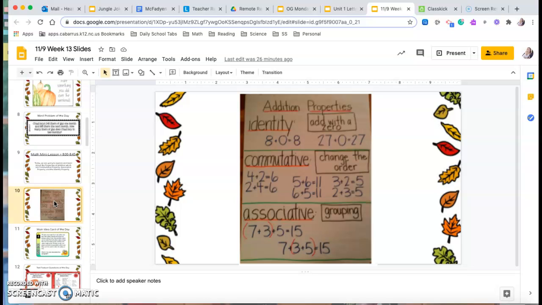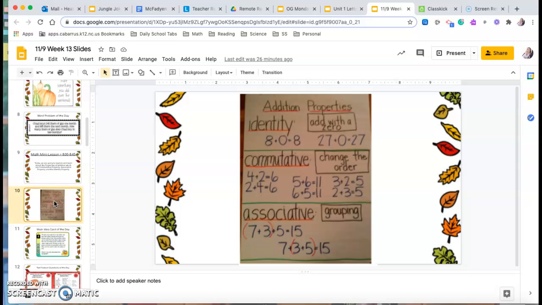Then if you look at the center one, it says 5 plus 6 equals 11. 6 plus 5 equals 11. The same thing. You don't have to have the 11s there. You could do 5 plus 6 equals 6 plus 5. And then last but not least, for the commutative property, there is 3 plus 2 equals 5, and 2 plus 3 equals 5. And then the associative property is down at the bottom.